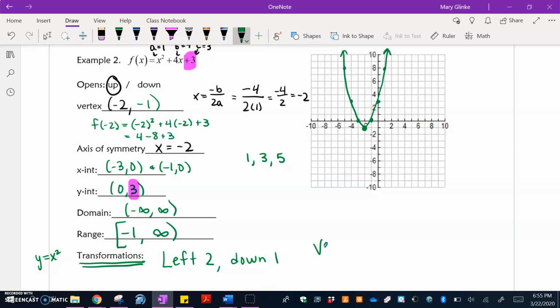And in fact, if we actually add something here, we could go ahead and write this in vertex form, based off of the transformations of the graph, even though we were originally given this in standard. So for vertex form, my a value was 1. I moved left 2 and down 1. As a reminder, your h value is your left and right, and it always is the opposite of whatever your vertex is. So you are able to go from standard to vertex form to help you with your transformations or vice versa.